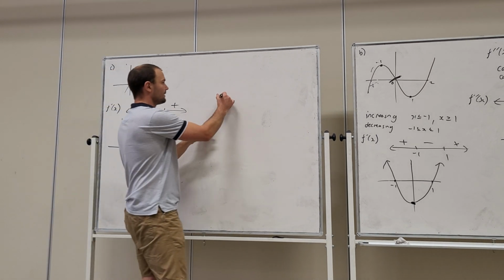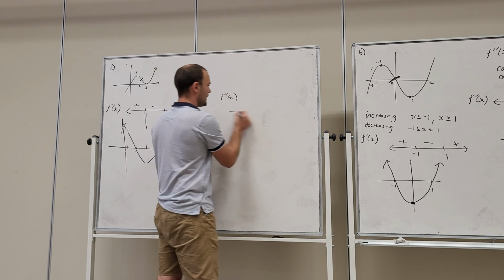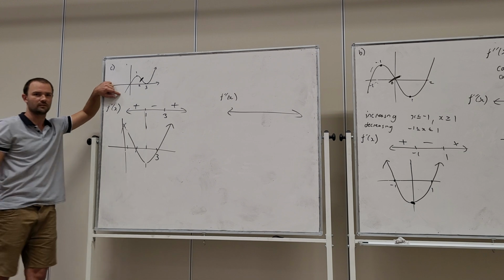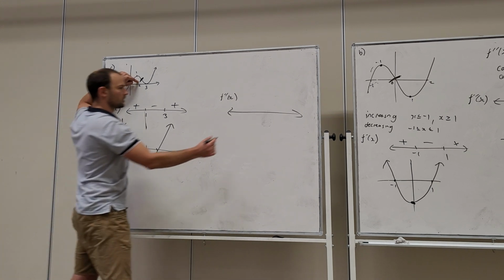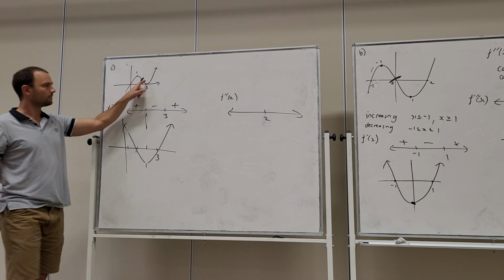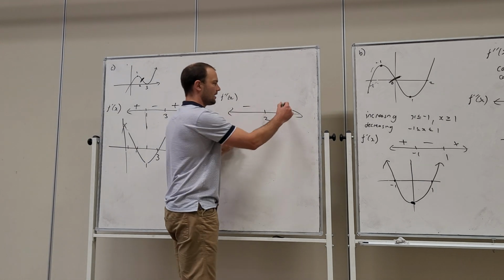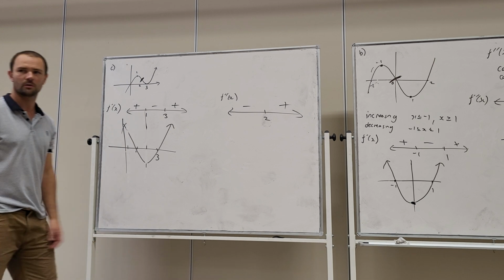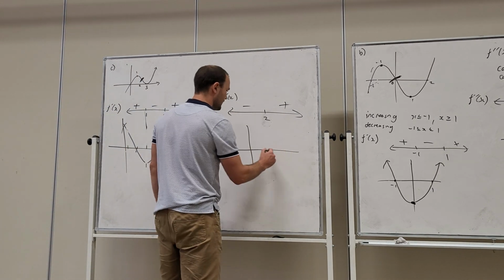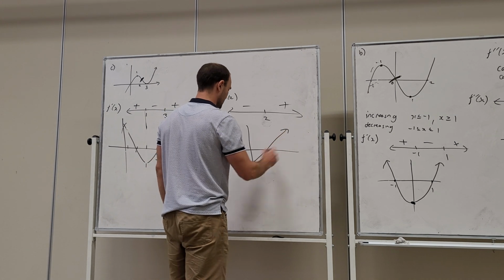Let's go for the second derivative. For the second derivative, we want to know when it is concave up and when it is concave down. Looking at it, there is one point of inflection, there are no others, and the point of inflection occurs at 2. It's concave down before 2, so it's negative, and then concave up after 2, so it's positive. And this is the equation of a line that goes from below to above.